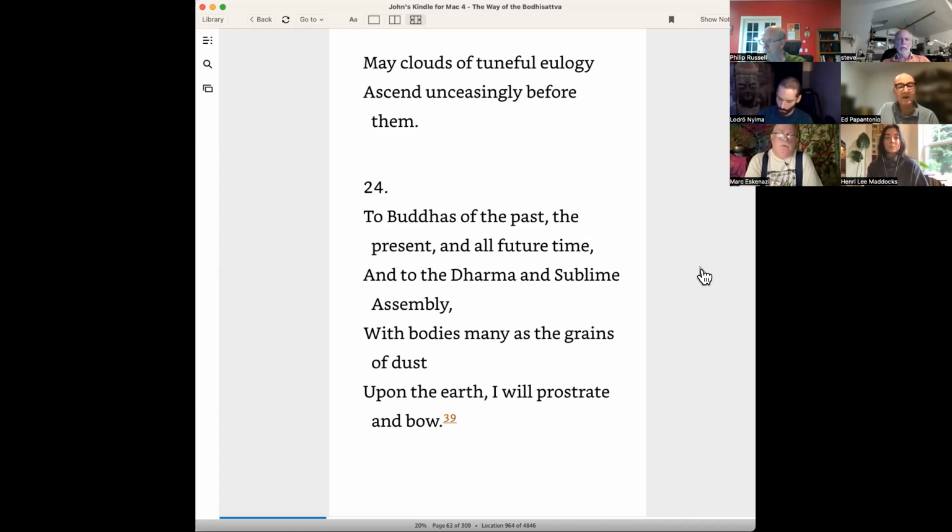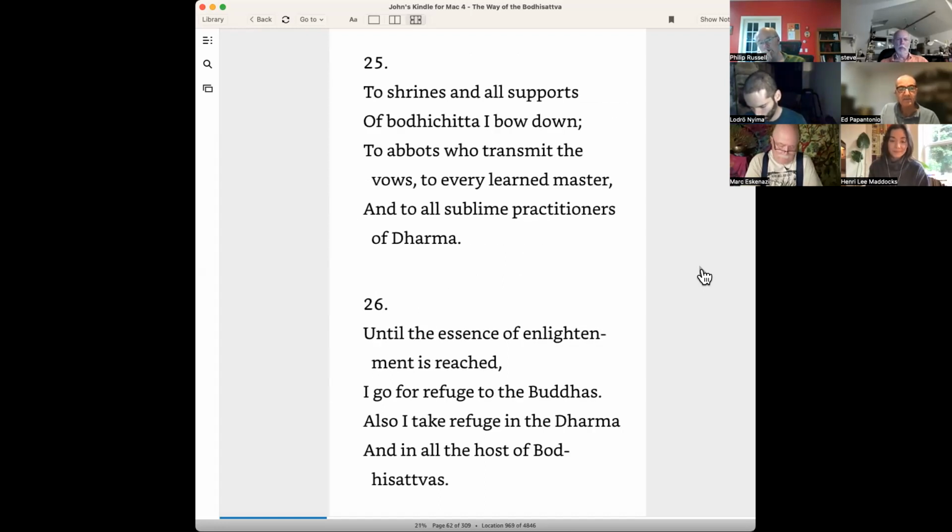To Buddhas of the past, the present, and all future time, and to the Dharma and sublime assembly, with bodies many as the grains of dust upon the earth, I will prostrate and bow. To shrines and all supports of bodhicitta, I bow down. To abbots who transmit the vows, to every learned master, and to all sublime practitioners of Dharma. Until the essence of enlightenment is reached, I go for refuge to the Buddhas. Also, I take refuge in the Dharma and all the host of bodhisattvas.